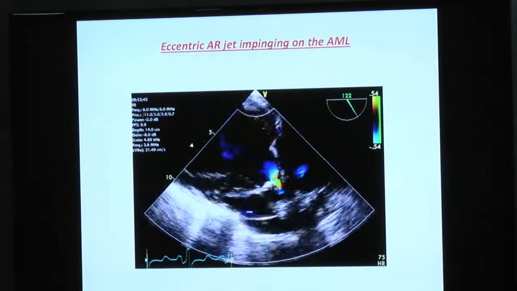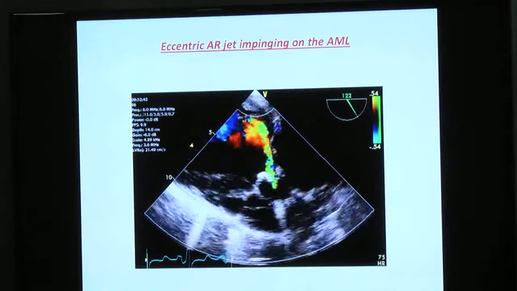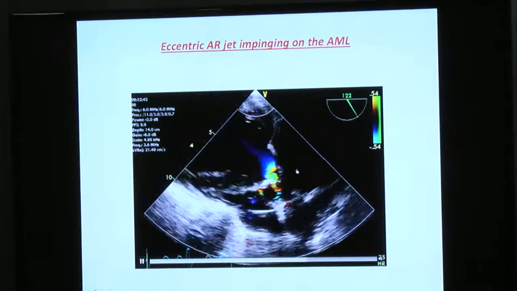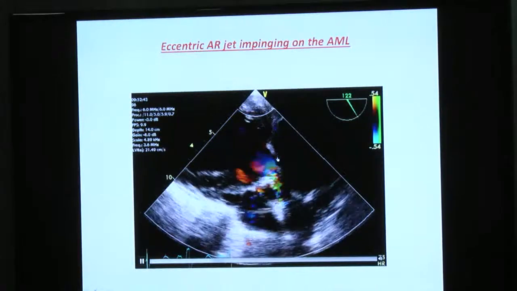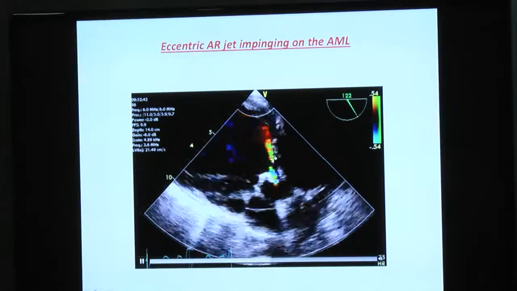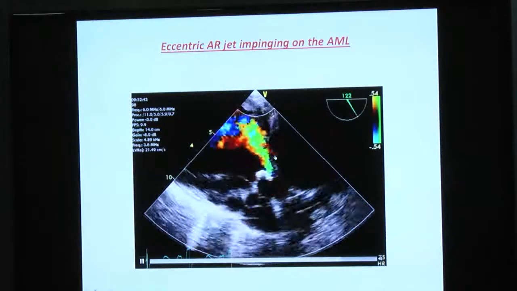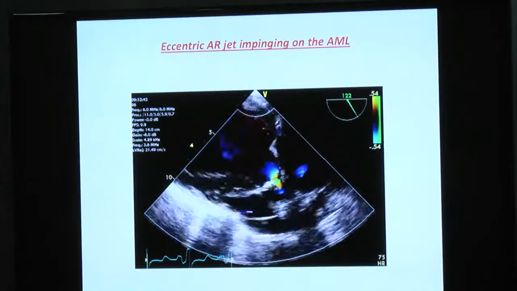Suppose in the four chamber view you try to analyze the mitral valve also. Now the jet here is going from the right coronary cusp towards the anteromitral leaflet. This is an eccentric jet directed posteriorly, and this jet is hitting the base of the anteromitral leaflet and preventing the anteromitral leaflet from opening.